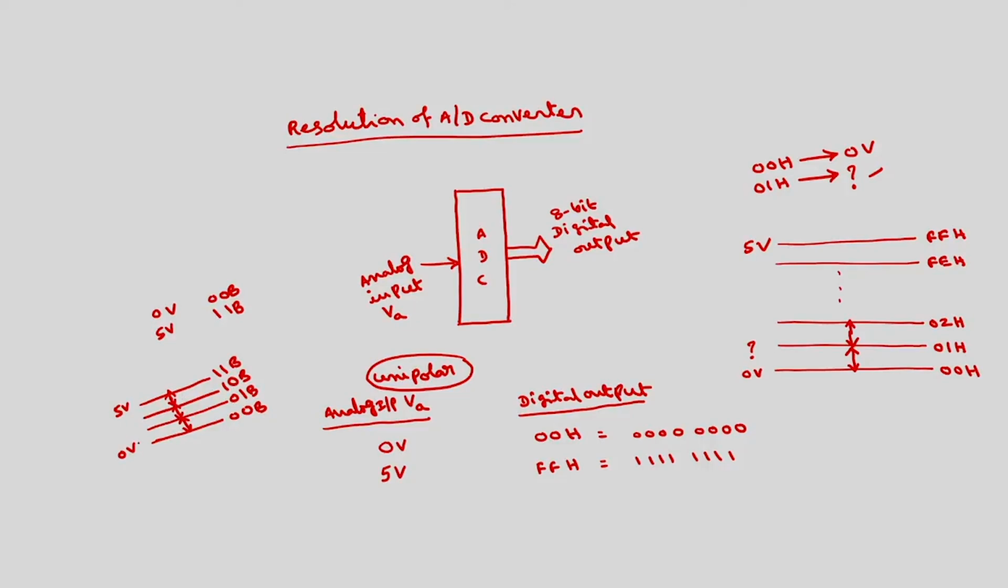It's obvious that the total voltage from here to here is 5 volts, and we have 3 divisions. So each step will be equal to 5 by 3 volts. So if I change this input voltage by 5 by 3 volts, then you will get a change of position from 00 to 01, or 01 to 10, or 10 to 11. This is what is called resolution.